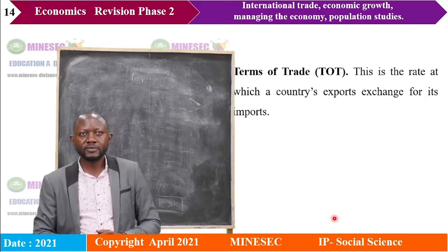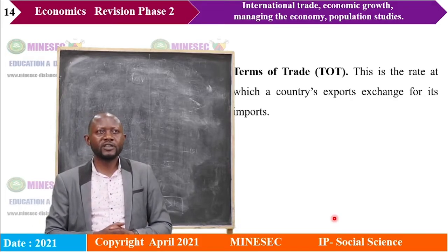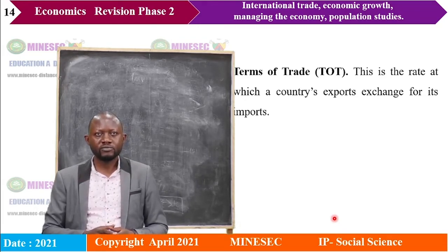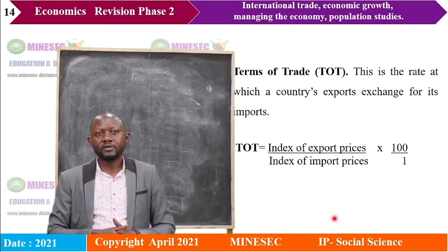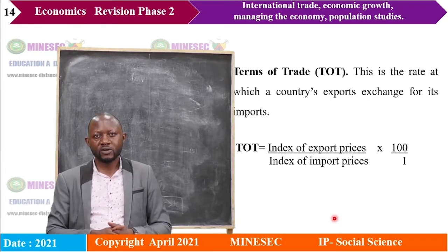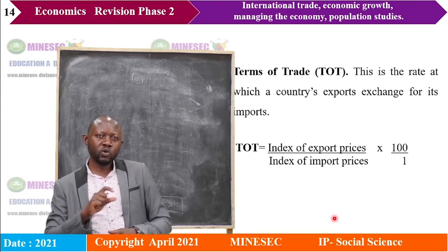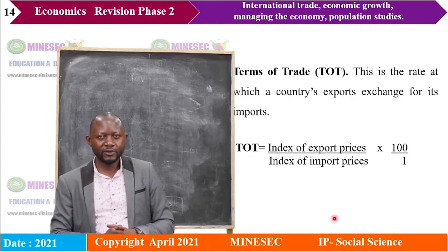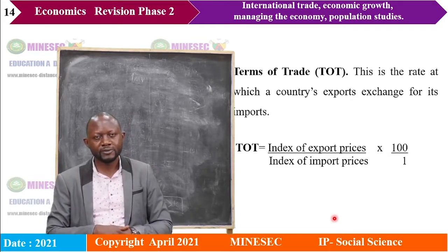We're going to look at another concept under international trade: terms of trade. Terms of trade is the rate at which a country's exports exchange for its imports. It is usually calculated using this formula: the index of export prices divided by the index of import prices times 100. It's usually assumed that the terms of trade is 100 in the base year. When the value of the terms of trade is greater than 100, it is said to be favorable. When it's less than 100, it is unfavorable. Equal to 100 means that it is just balanced.